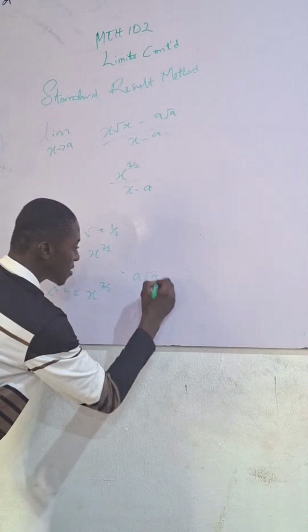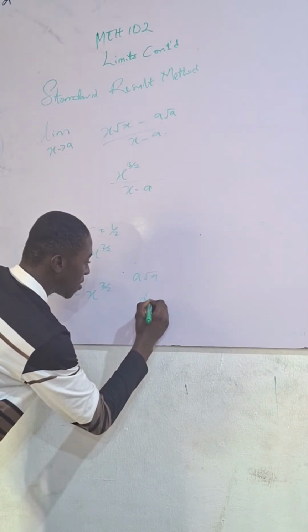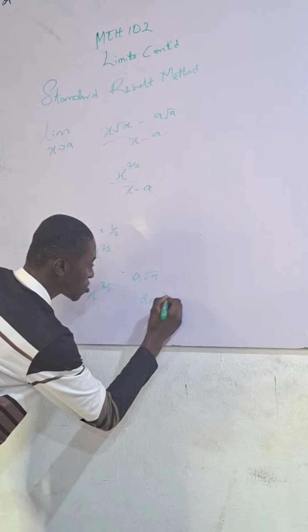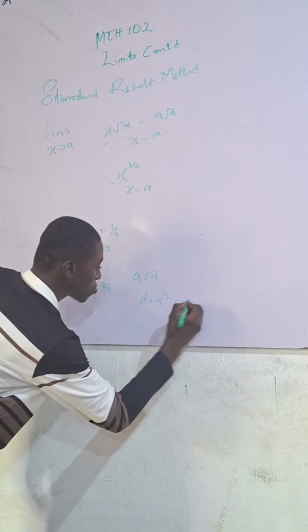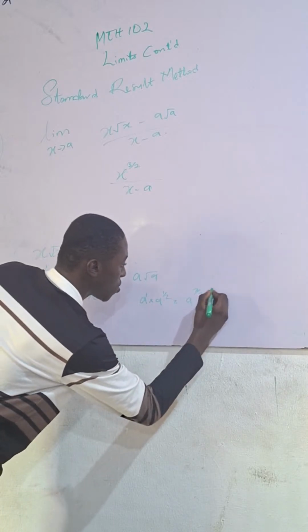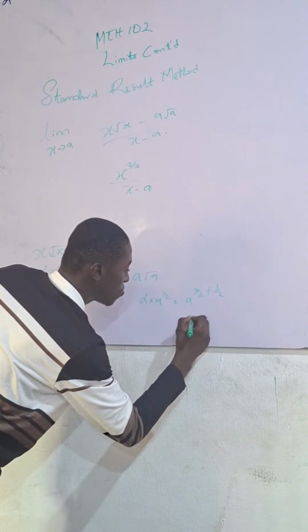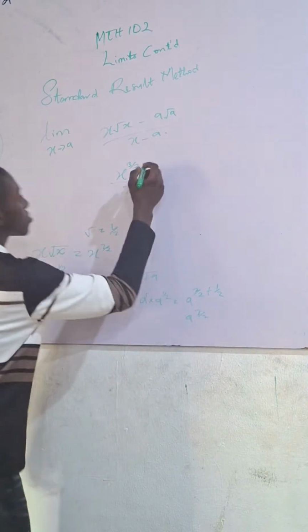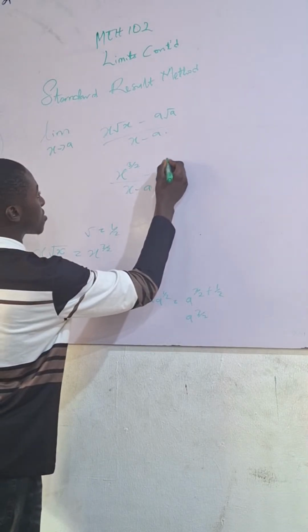So basically, this one is just the same thing: a raised to power 1 times a raised to power 1 over 2, which is equal to what? a raised to power 2 over 2 plus 1 over 2, which will be equal to what? 3 over 2. So that would be minus a raised to power 3 over 2.